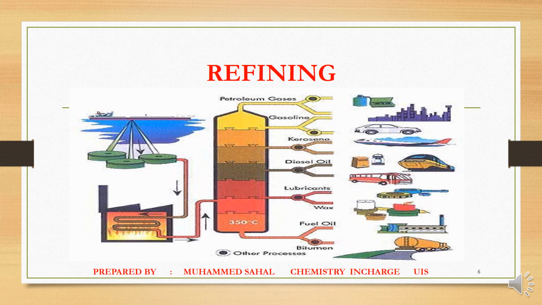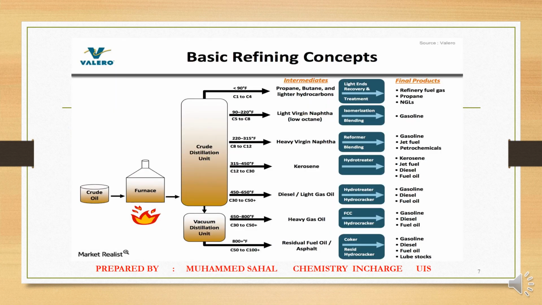This is a refining tower. In this refining tower, different products are obtained: refinery gas, gasoline, kerosene or paraffin, diesel oil, lubricants, fuel oil, and residue, that is bitumen. This is the basic refining concept.